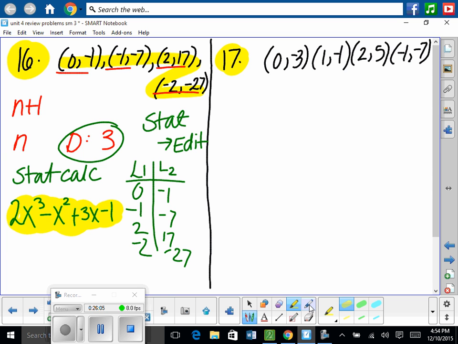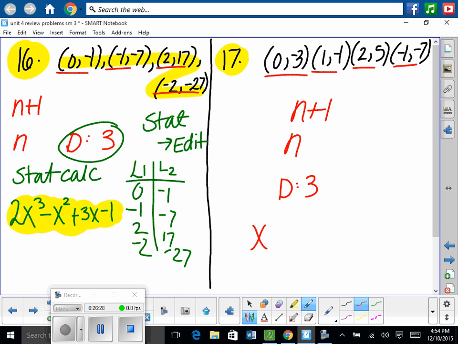Now, I'm going to do the same thing with 17, but I'm going to skip all of that. There's 1, 2, 3, 4 points, so once again, our n plus 1 point principle says we have n degrees. So if there's 4 points, this would be degree 3. It's always one less. If we had 3 points, we would do degree 2. From there, we just type it into our calculator, and if you do it correctly, you should get x cubed minus x squared plus 2x minus 3.